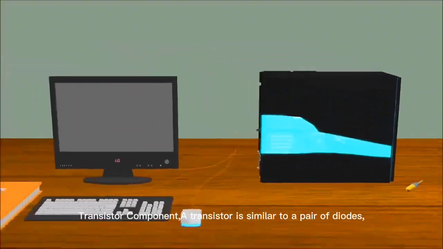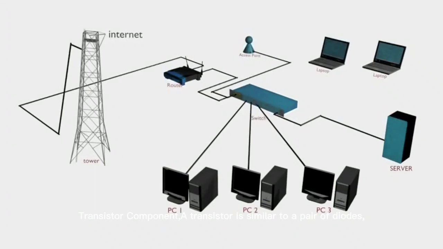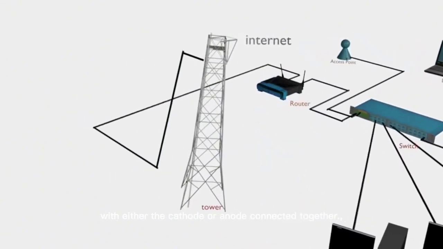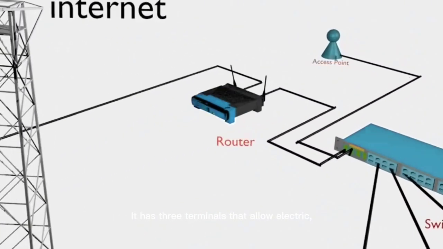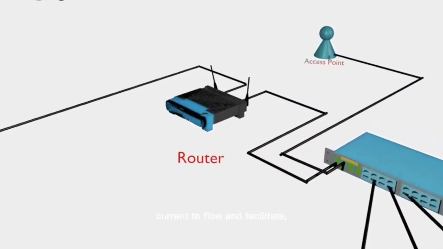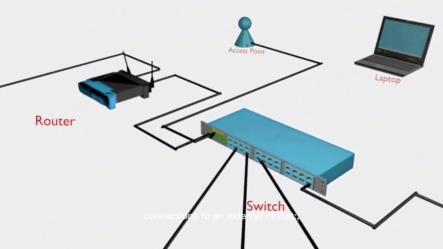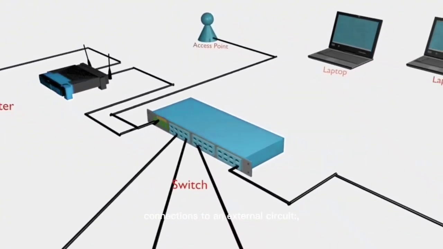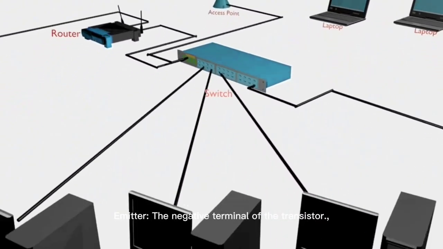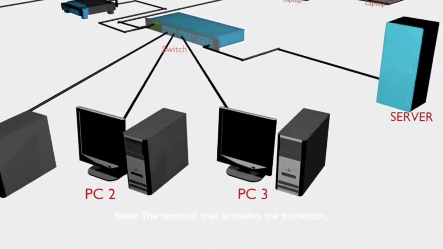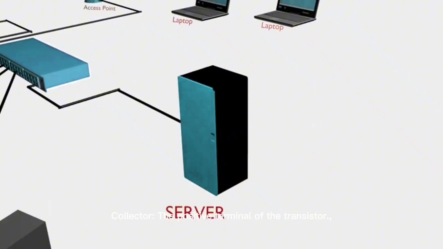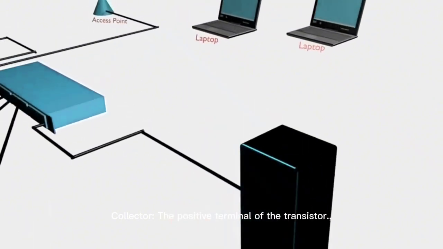Transistor component. A transistor is similar to a pair of diodes, with either the cathode or anode connected together. It has three terminals that allow electric current to flow and facilitate connections to an external circuit. Emitter, the negative terminal of the transistor. Base, the terminal that activates the transistor. Collector, the positive terminal of the transistor.